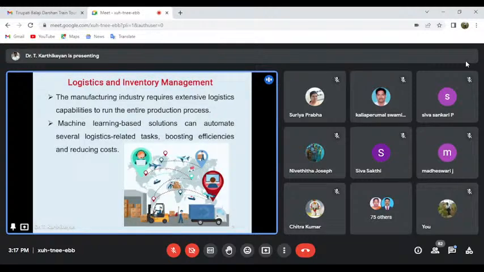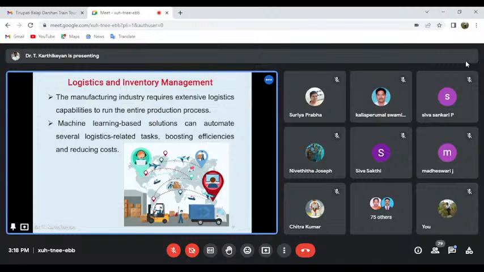So the next slide, what we are saying is logistics and inventory management. The manufacturing industry requires extensive logistics capabilities to run the entire production process. So a huge amount of logistics is required in the entire production process. Machine learning based solutions can automate several logistics related tasks, boosting efficiency and reducing cost.